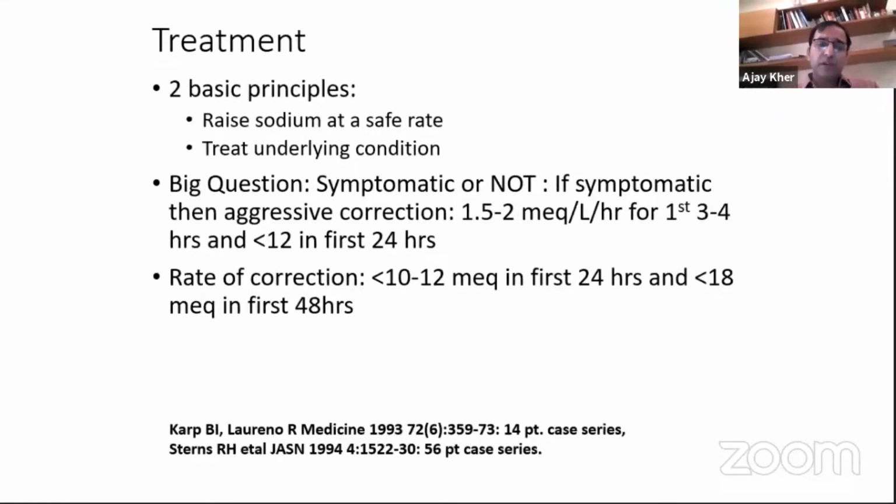In terms of treatment, the 2 basic principles for hyponatremia are: you want to raise the sodium at a safe rate, and you want to treat the underlying condition. But the biggest question is, is the patient symptomatic or not? If they are symptomatic, then you need aggressive correction at 1.5 to 2 mEq per liter per hour for the first 3 to 4 hours, and then less than 12 in the first 24 hours.